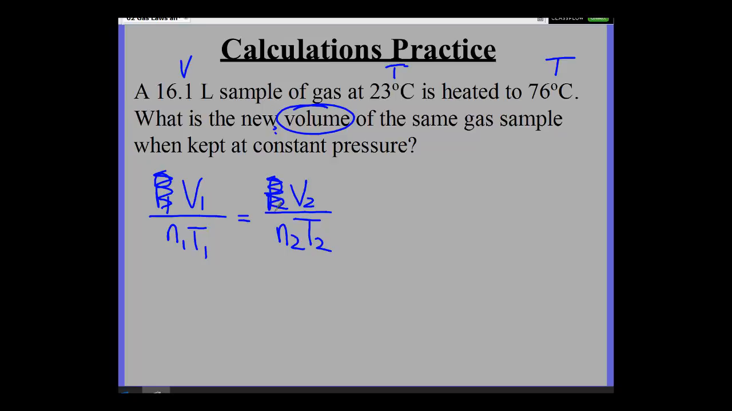What else is not mentioned in this problem? N, moles. So if we don't need it, we get rid of it. So really, we're going to use V1 divided by T1 equals V2 divided by T2. So now we have to figure out, what are the ones? That's what we start with. And what are the twos? That's what we end with.